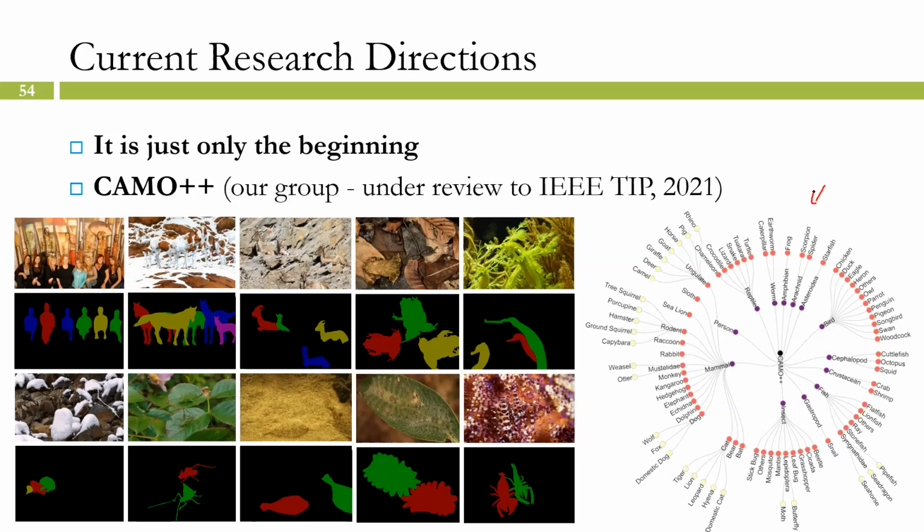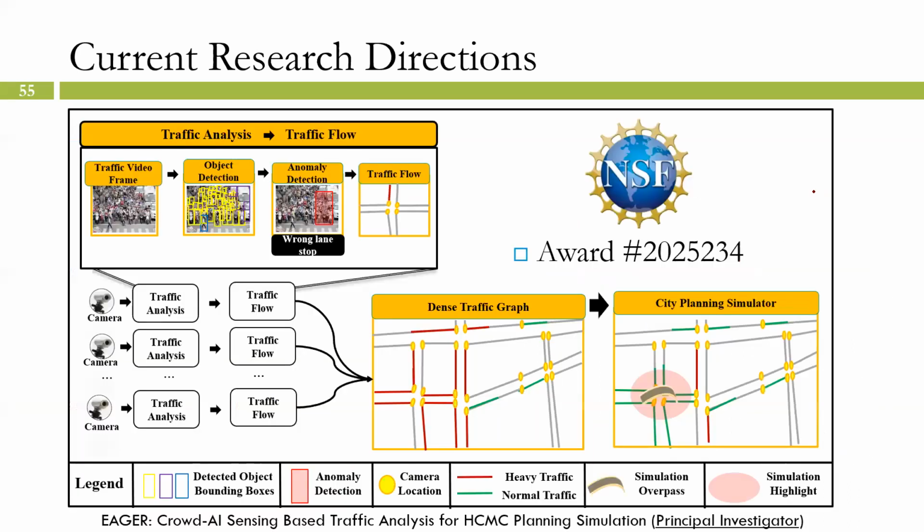Okay, and not only for saliency and camouflage, I also do some other research. Like I got a funded project from NSF. It's called Crowd AI Sensing-Based Traffic Analysis for SCMC Planning Simulator. So what is it? When city leaders want to develop the city, to add a new bridge, to add a new road, or to change any direction of the traffic, they need to have a simulation. And to have the simulation, normally they use mock-up data.